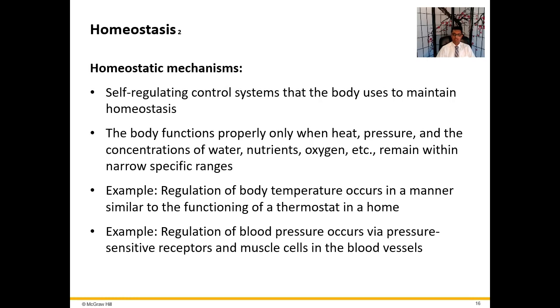The body functions properly only when heat, pressure, and the concentrations of water, nutrients, and oxygen remain within narrow, specific ranges. So we can't go too many days without water. We can't go too many days without nutrients, and definitely can't go too long without oxygen, because it throws off our entire homeostasis. Regulation of body temperature occurs in a manner similar to the functioning of a thermostat in a home, and regulation of blood pressure occurs via pressure-sensitive receptors and muscle cells in the blood vessels.